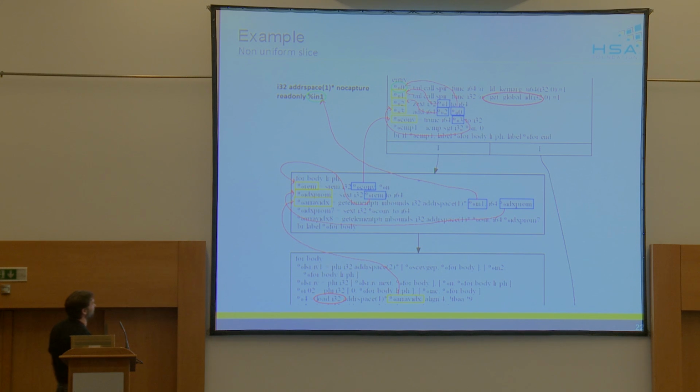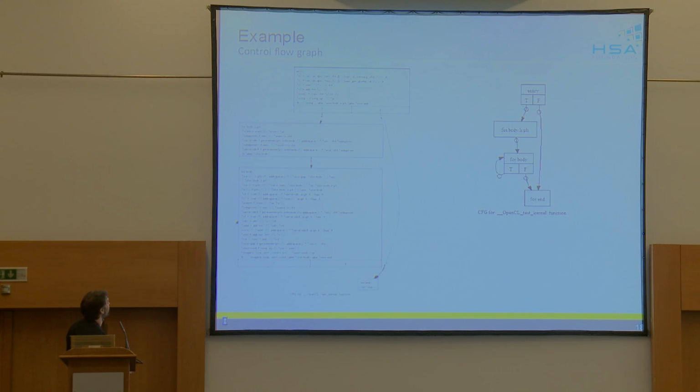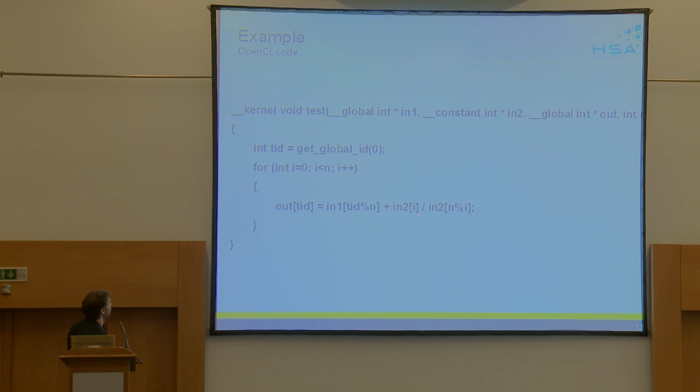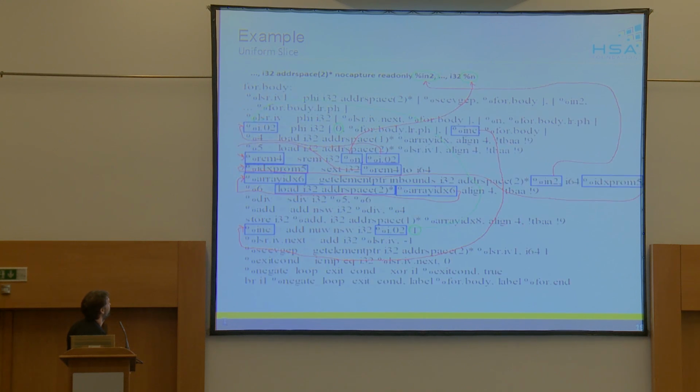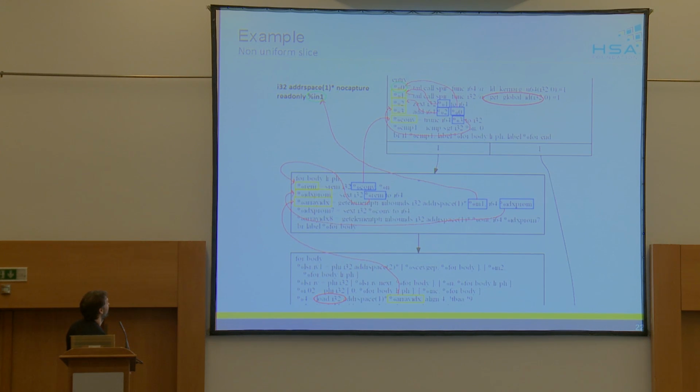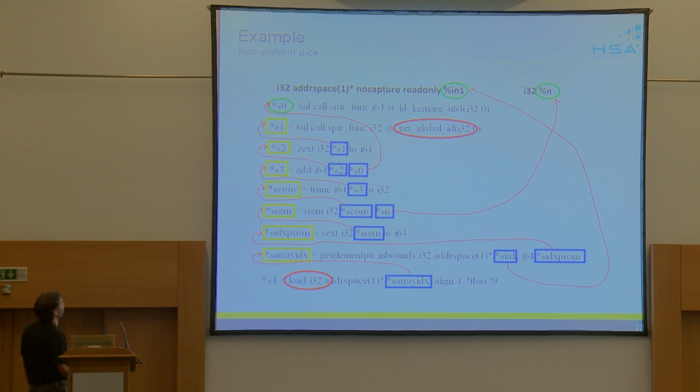Here is a non-uniform slice example. We take another load, just a moment, we take this one. Here is a slice. Here we can see that eventually the slice reaches a get global ID intrinsic call that is from the non-uniform set. So this slice is non-uniform.